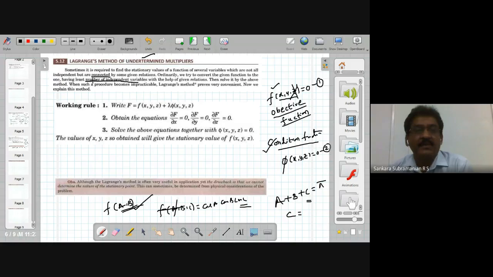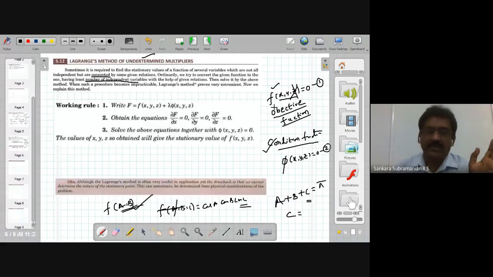But there is a working rule. Lagrange has given a very good method. Don't go and substitute the relationship into the objective and go through the whole process. There is a methodology, and that methodology we are going to study today.